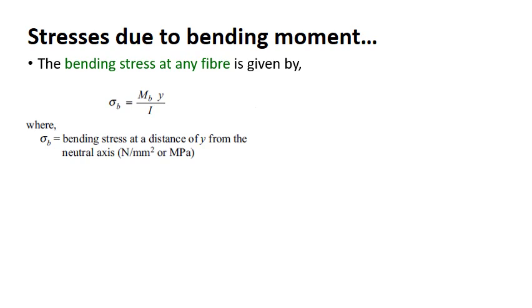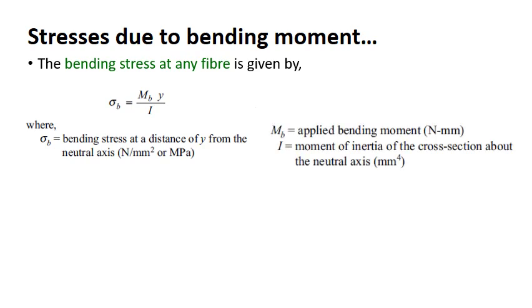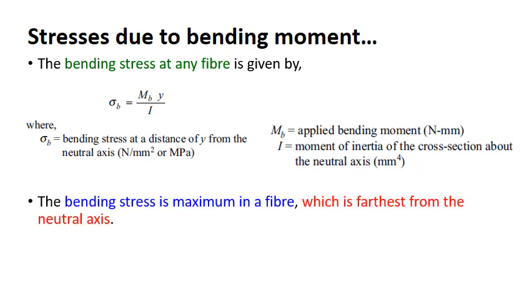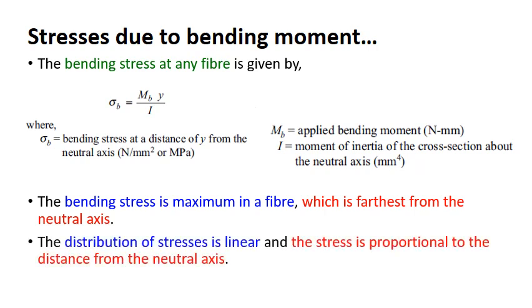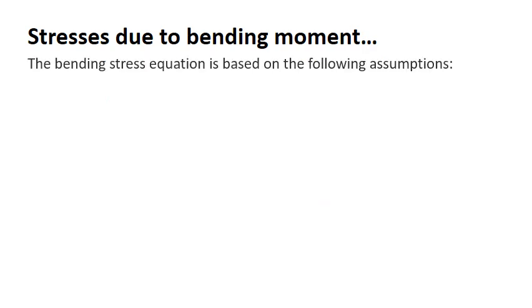Sigma b is equal to Mb y by I, where sigma b is the bending stress in MPa, Mb is the applied bending moment, and I is the moment of inertia of the cross section about the neutral axis. So clearly, when y is equal to depth by 2, that is at the outermost fiber, the bending stress is maximum. And the distribution of normal stress in the cross section of the beam is linear, which we know, and again from the above formula.